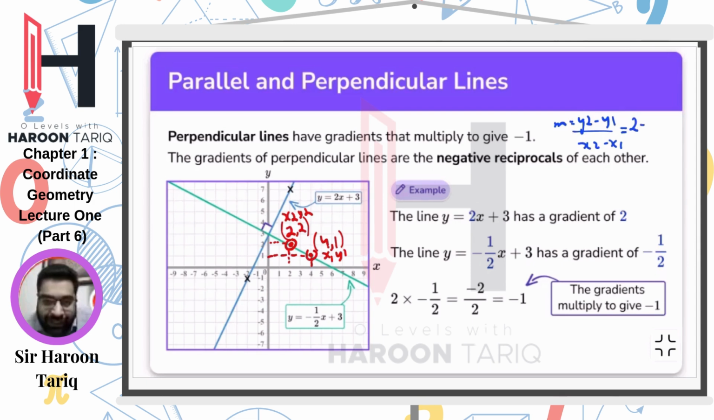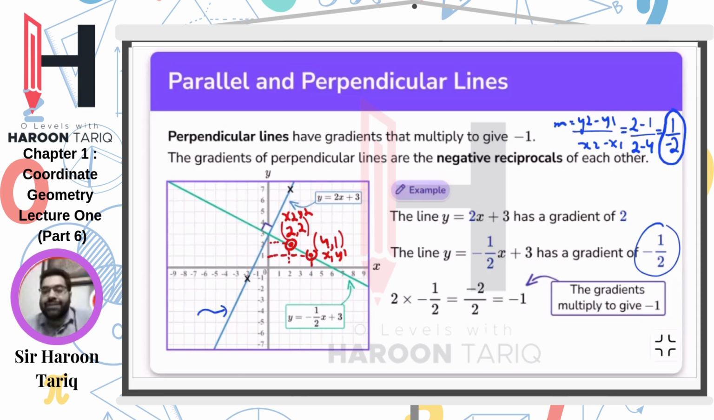y2 is 2 minus y1 is 1 divided by my x2 is 2 minus my x1 is 4. So you'll see this will give me 2 minus 1 is plus 1 divided by 2 minus 4 is minus 2. So minus 2. You can see I get the same answer, minus 1 by 2. So you can calculate the values. Even if you calculate the gradient for this line, you'll get positive 2.